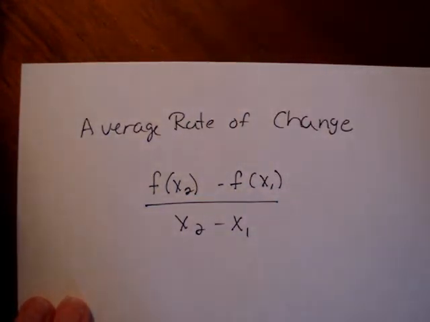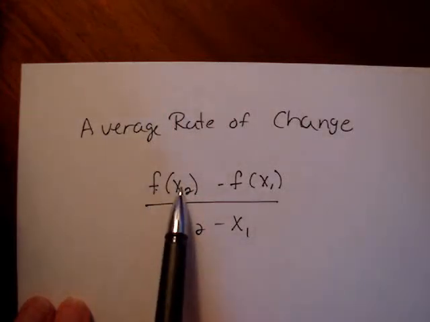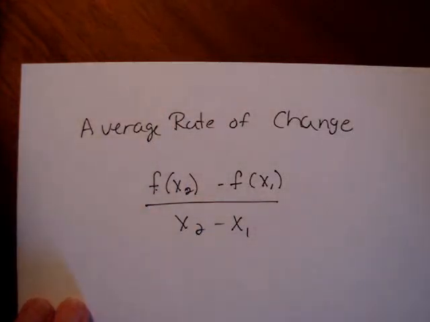Now remember, we learned in class when we learned about functions that f of x is often interchangeable with y. When I see this f of x2, that means y2. That means if the x I'm using is x2, or my second value for x, I plug it into my function to find the y that goes with it. So notice this is exactly the same as the slope between 2 points. It's just a new phrase for it.